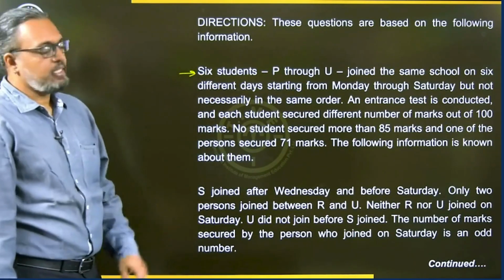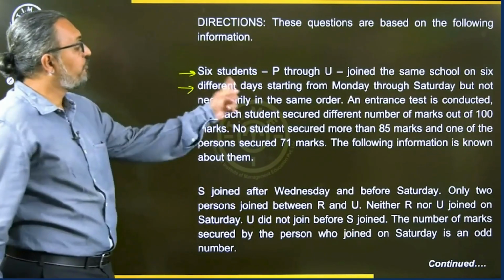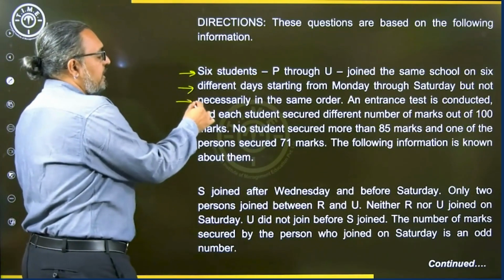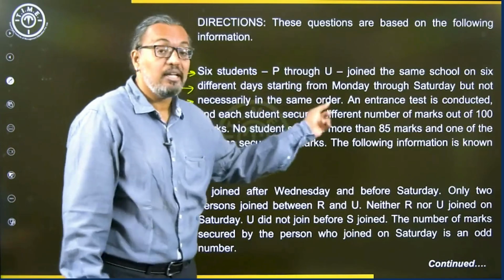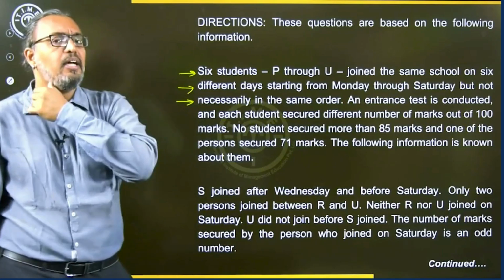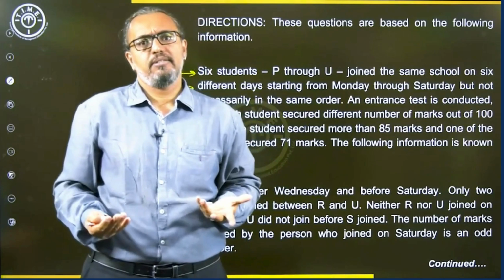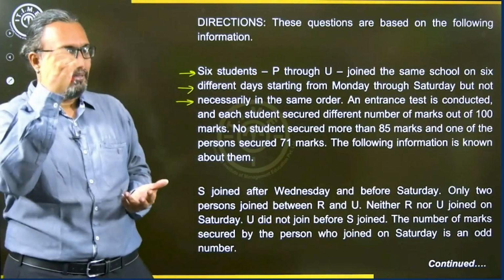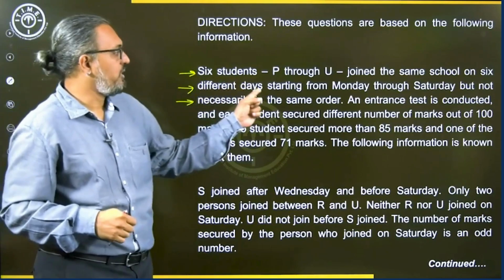6 students, P through U, joined the same school on 6 different days, starting from Monday through Saturday, but not necessarily in the same order. So whenever days are given, you fix the days in that same order. Starting from Monday, he says, through Saturday. So when he says starting from Monday through Saturday, you know what is the order of the days in that particular week. Correct? So we start with Monday and go up to Saturday. So you have 6 days, you have 6 students.